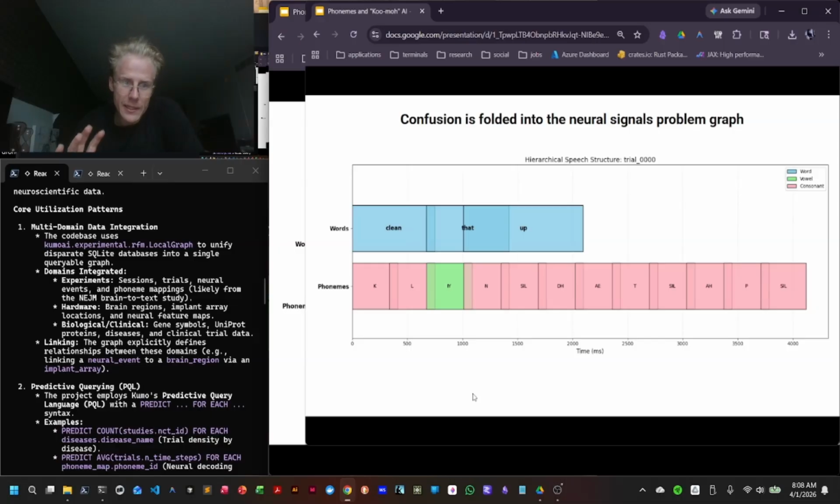And so what I had done here was just take the time because I thought that's the one thing that these things can all spin around. Take the word, take the phonemes, and then take the confusion matrix. And by using Kumo AI's relational foundation model, you can see here from the trial 0000 that clean that up, folded together, and that entropy between those words could be a space or it could be an absence of like clean that up. It's just those transitions.